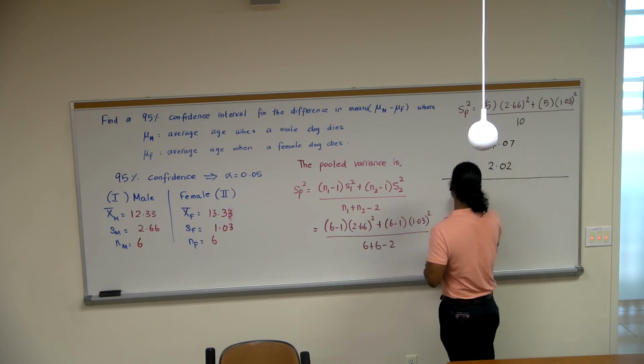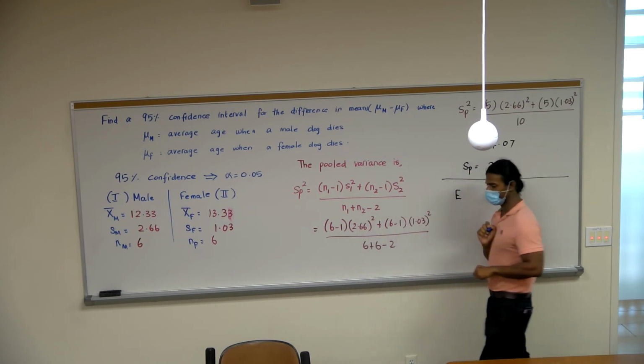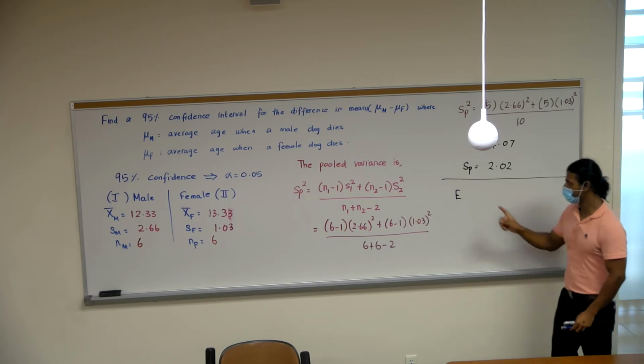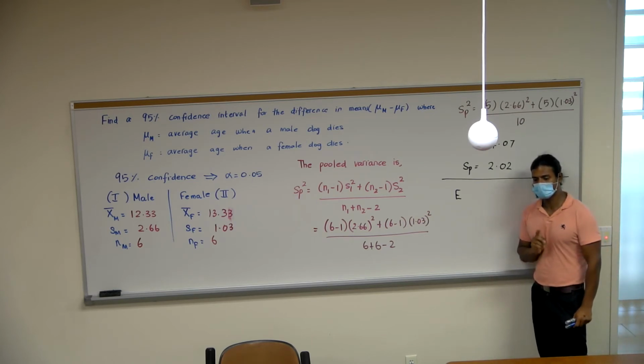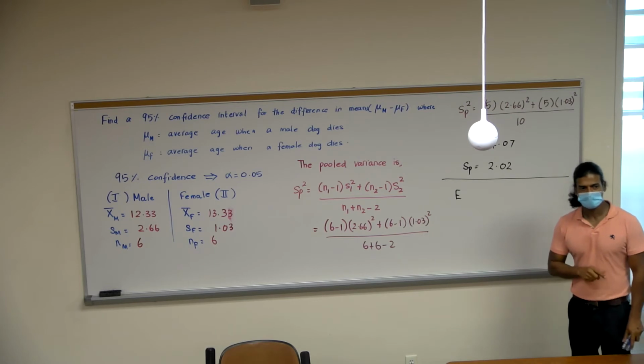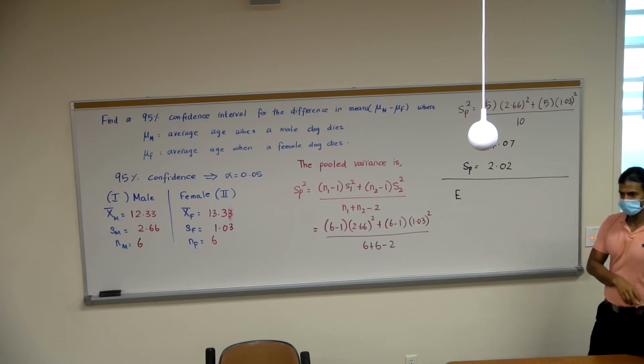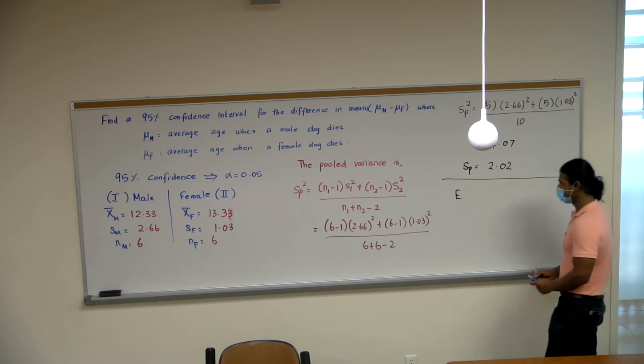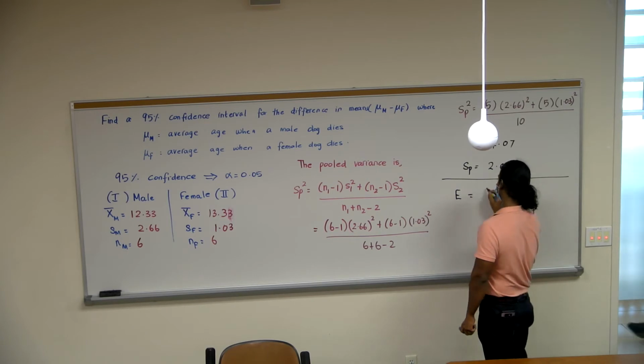In order to find an interval, we need to know the margin of error. Last time I mentioned that the margin of error is always the product of 2 things. What are the 2 things? You've got to read, people. Critical value and standard error.